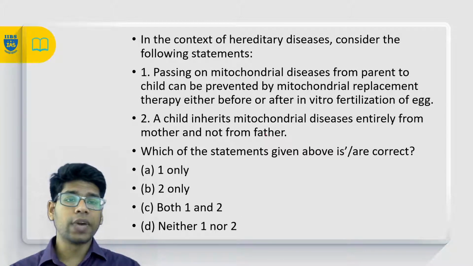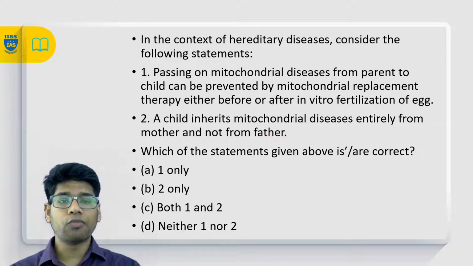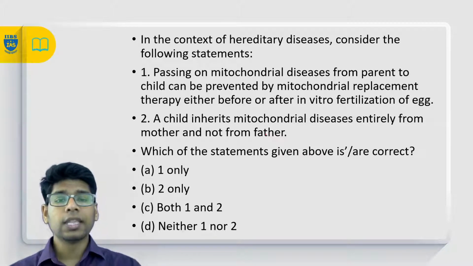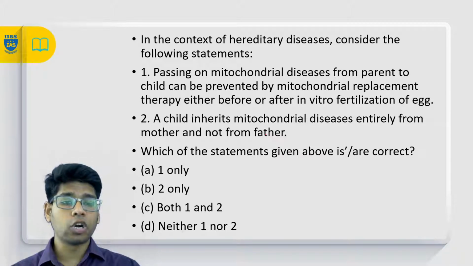In the context of hereditary diseases, consider the following statements. The passing on of mitochondrial diseases from parent to child can be prevented by mitochondrial replacement therapy either before or after in vitro fertilization of the egg. The child inherits mitochondrial diseases entirely from the mother, not from the father.